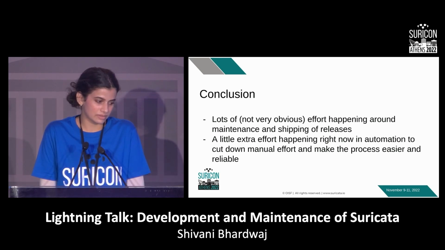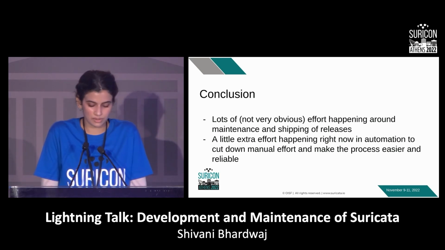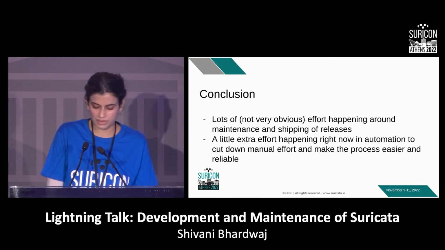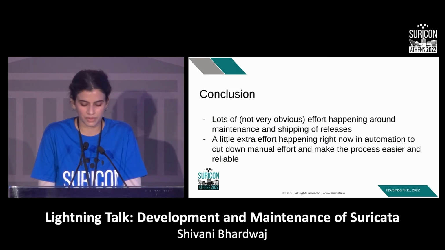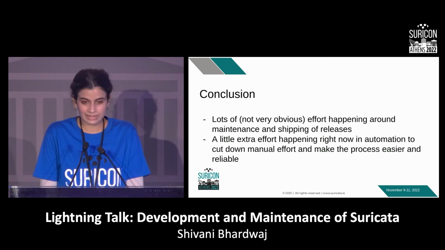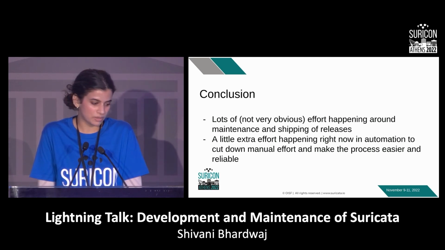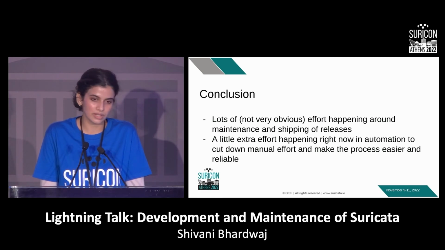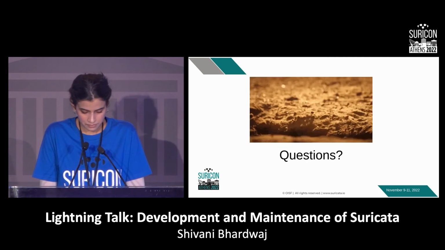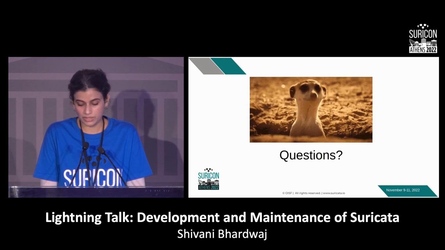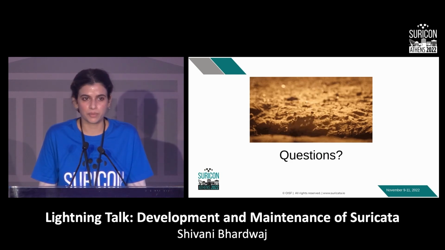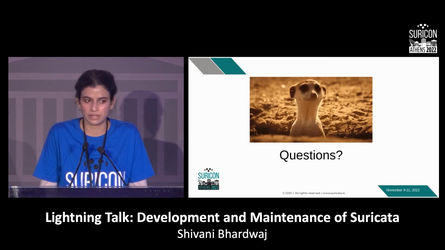So in conclusion, lots of not very obvious effort is happening around maintenance and shipping of the releases. A little extra effort is happening in automation right now to cut down manual effort in future and make the process easier and more reliable. If you have any questions or suggestions on how we can improve the process that we are on right now, very welcome.